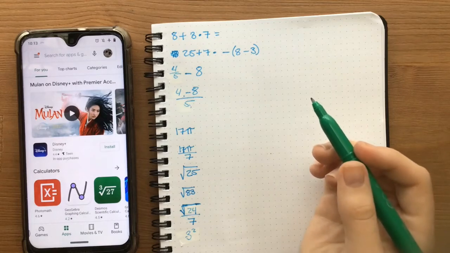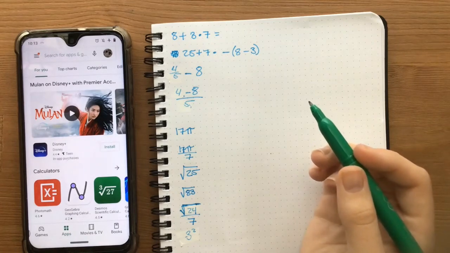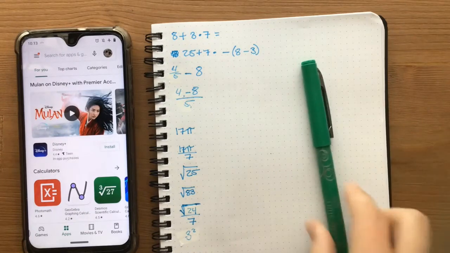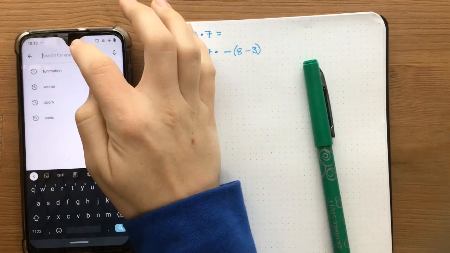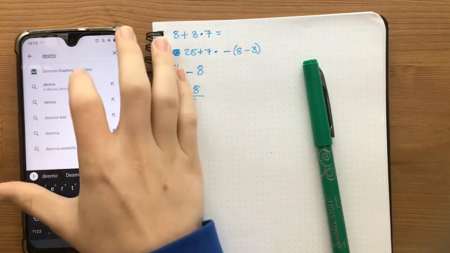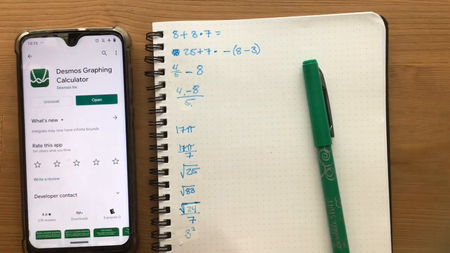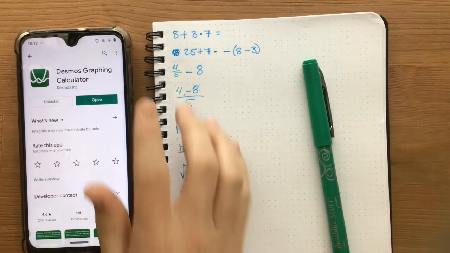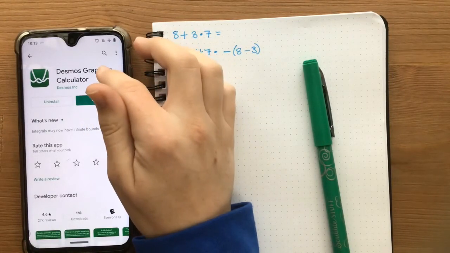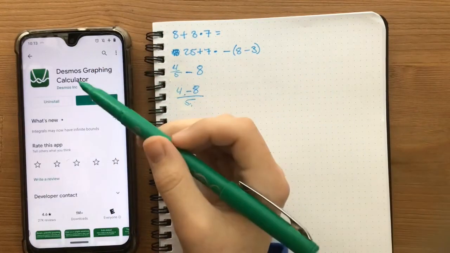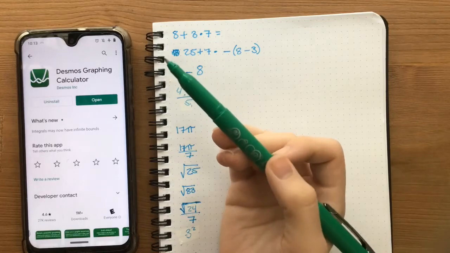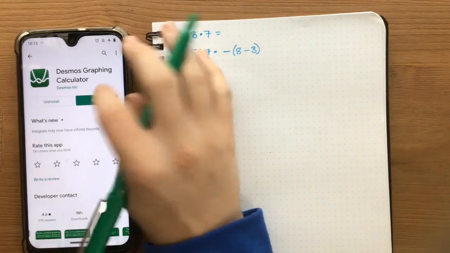So I have an Android phone, so I'm on the Play Store. If you have an Apple phone, you're going to go on the App Store. I'm going to search for Desmos Graphing Calculator. Okay, it's already installed on mine, so you would click install or get, whatever it says on your phone. And even though I'm using an Android and you might be using an iPhone, this symbol is going to look exactly the same. Okay, so then we're going to go ahead and open it.